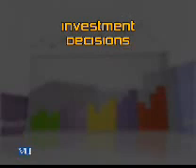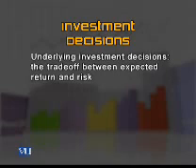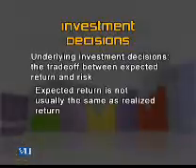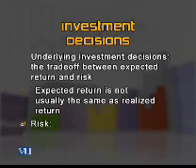What investment decisions need to be taken while we're talking about investments? So we need to understand the underlying investment decisions and the trade-off between expected rate of returns and expected risk. Because risk is something of the future, uncertainty is the name of the game. We do not know what's lying in the future. So expected return is not usually the same as realized return. So we need to understand the risk.